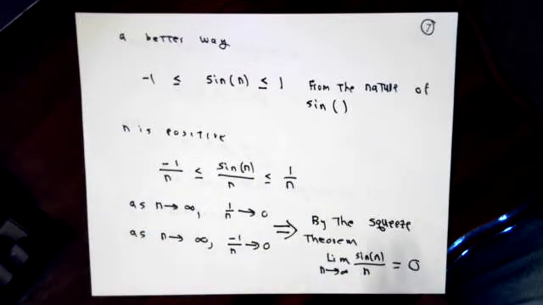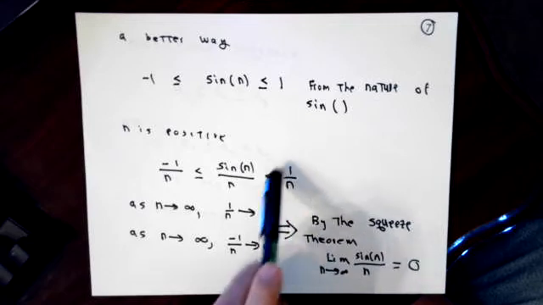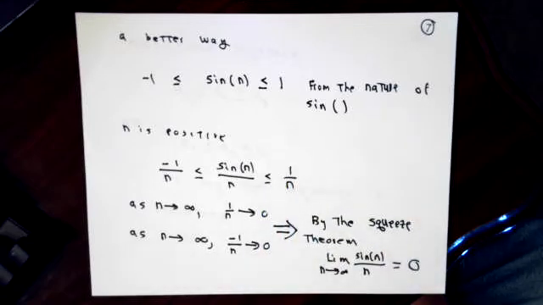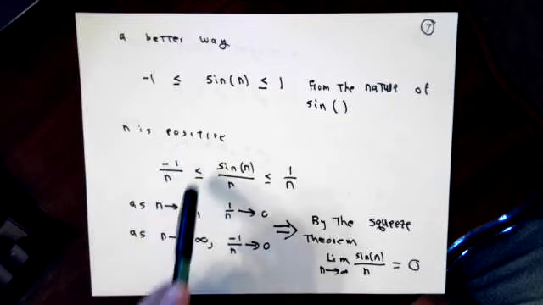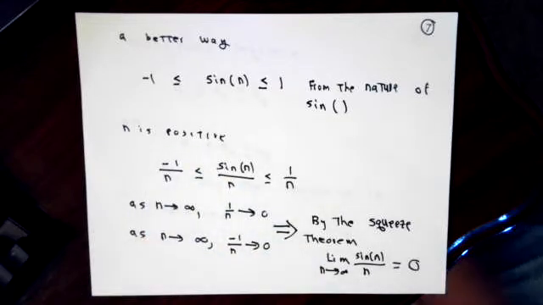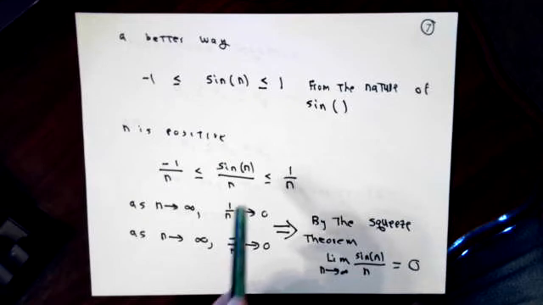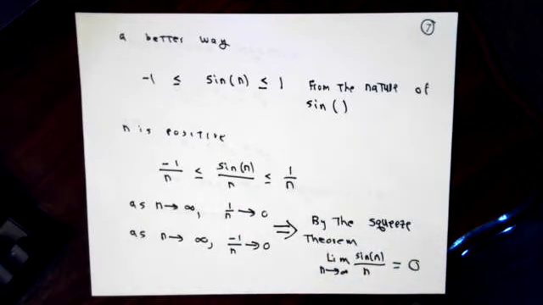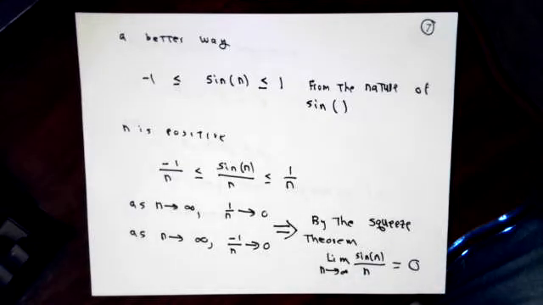As n becomes very big, 1 over n gets close to 0, and as n tends to infinity, -1 over n also tends to 0. So these sine n over n numbers are trapped between two numbers, both of which are approaching 0. That says that sine n over n must approach 0 as well. So we can actually figure out that this limit is 0 using the Squeeze theorem.